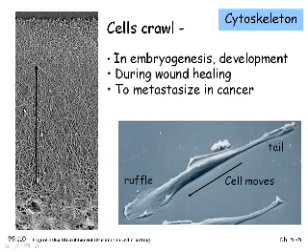Even in an adult, if you accidentally cut your finger with a knife and you have a cut, for that wound to heal, there are fibroblasts that will crawl to the correct place in order to close that wound and to restore the integrity of the skin. And then the scariest aspect of crawling is metastasis.